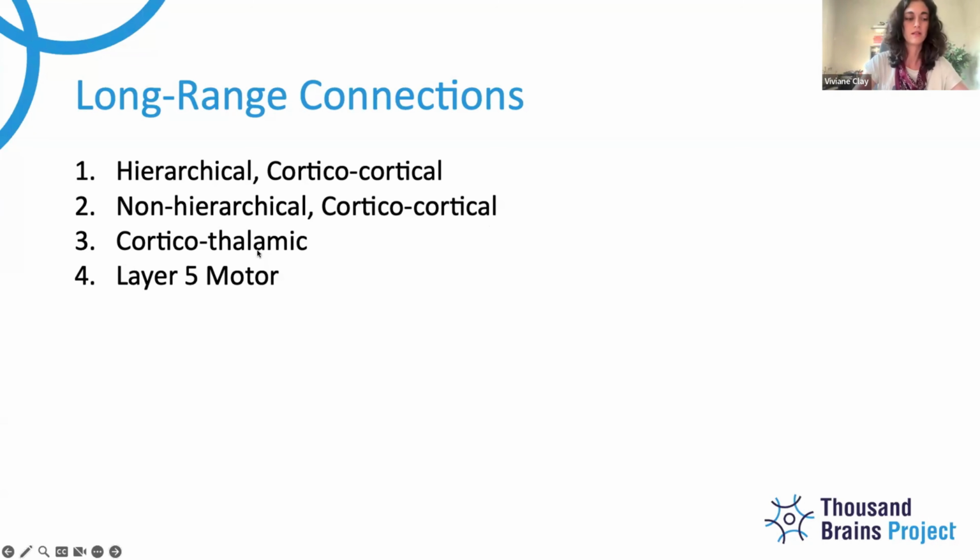Then we have cortico-thalamic connections, where basically every part of the neocortex connects to the thalamus in a very structured way. And then we have layer 5 motor outputs. Both of these 2 categories can be interpreted as hierarchical, but also non-hierarchical, and I'll explain why in a moment. There are more long-range connections in the neocortex, like to the striatum or the claustrum, but we are omitting those from this review here.